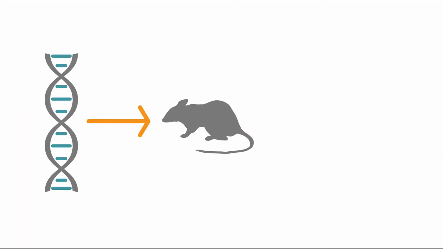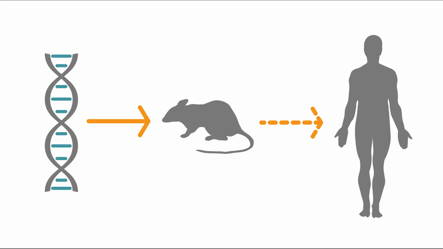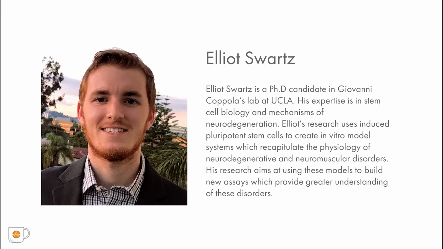Although there is a strong genetic understanding of many of these disorders, the poor translatability of animal models to humans has hindered the development of treatments for these diseases. Consequently, there is a need for a model that more faithfully recapitulates the physiology of the human neuromuscular junction.